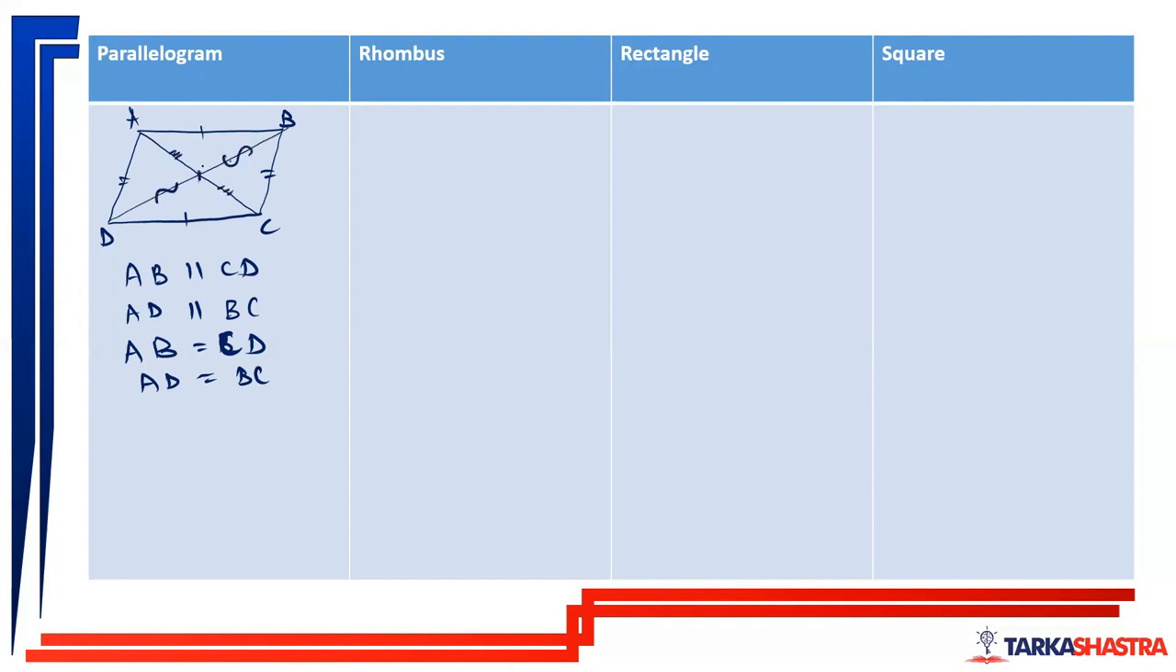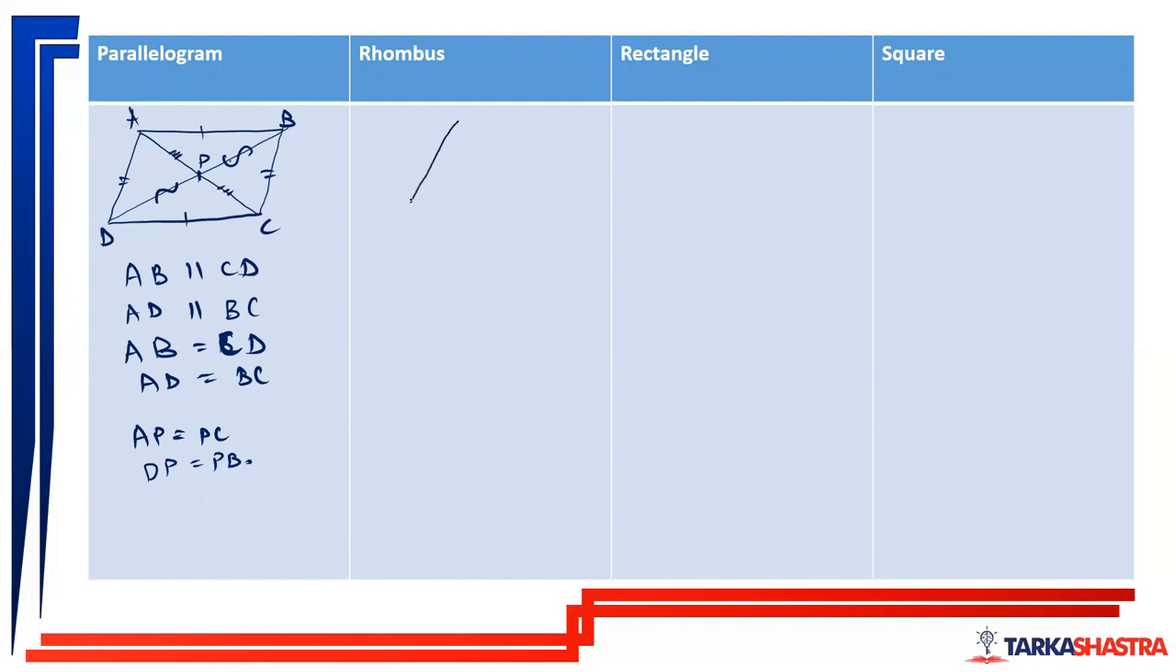Let us say this is P, so AP is equal to PC and DP is equal to PB, right? Diagonals are bisectors of each other. Okay, next is rhombus.